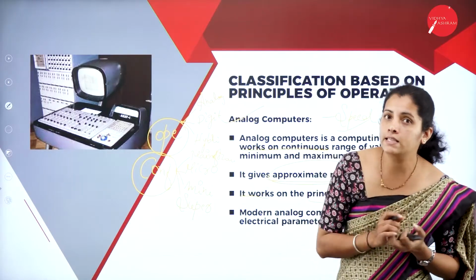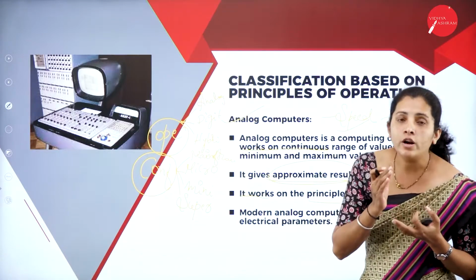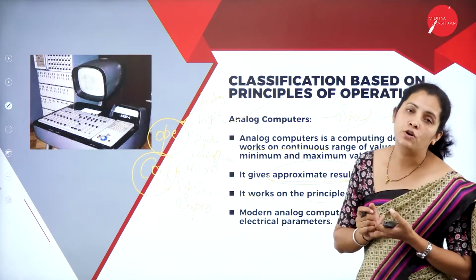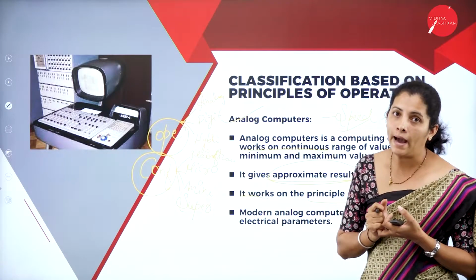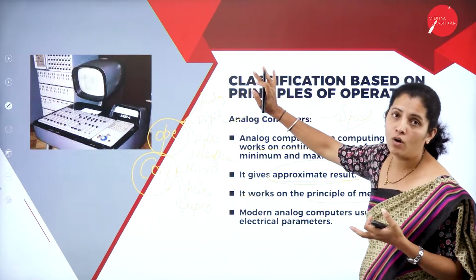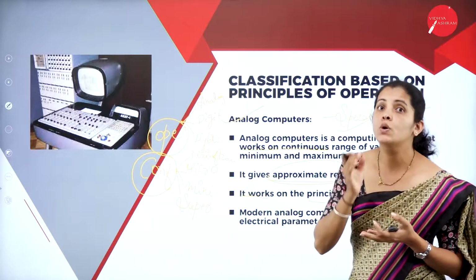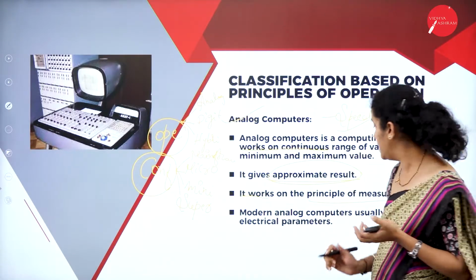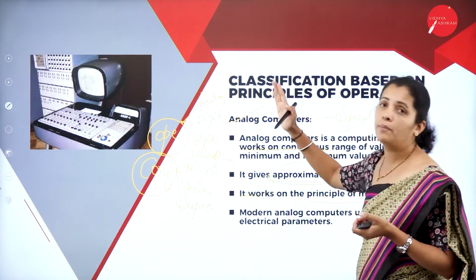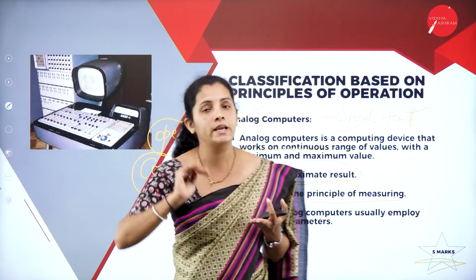This is the best example for analog computer, and modern computers mainly employ electrical parameters. So dear student, from the examination point of view, the classification of computer system is a very important question, and it carries 5 marks. So here the analog computer is mainly based on continuously varying values.